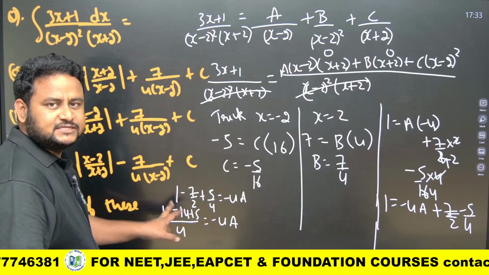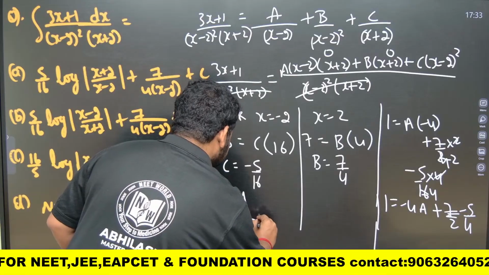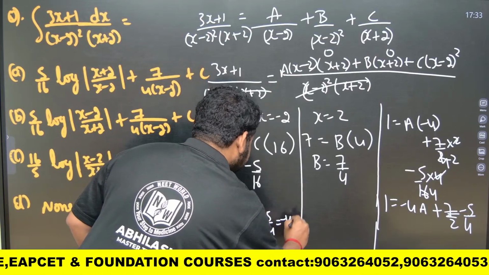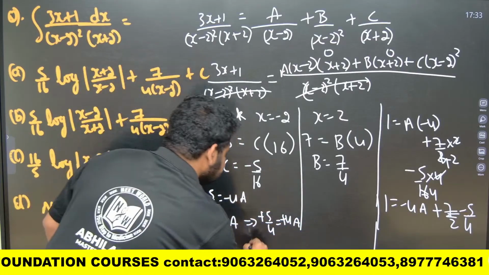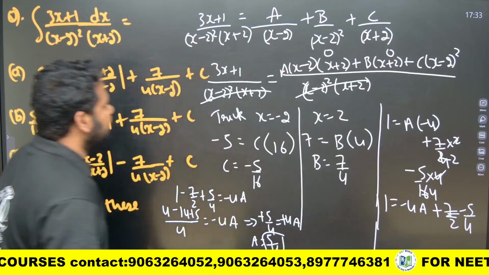9 minus 14 is minus 5. So this will become minus 4a. This implies minus 5 by 4 is equal to what? Minus 4a. Minus and minus will become plus. This implies a is equal to what? a is equal to 5 by 16. I will get a is equal to 5 by 16.